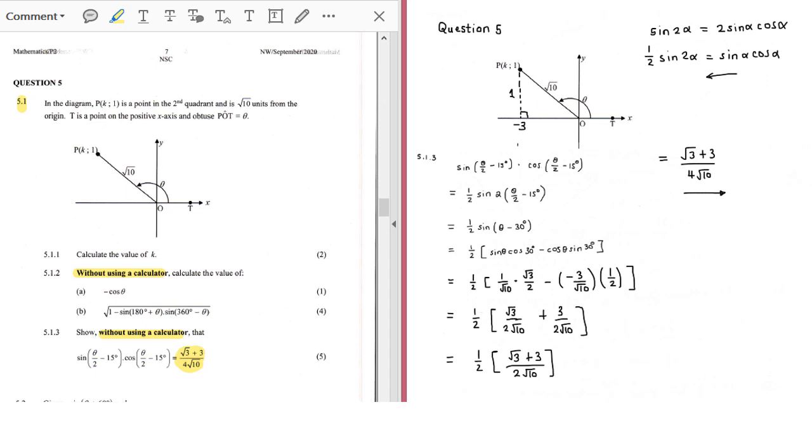So the trick to this question was really to substitute in the sine of theta and the cosine of theta in this form, where you have the square roots in the denominator. In other words, don't rationalize those denominators.